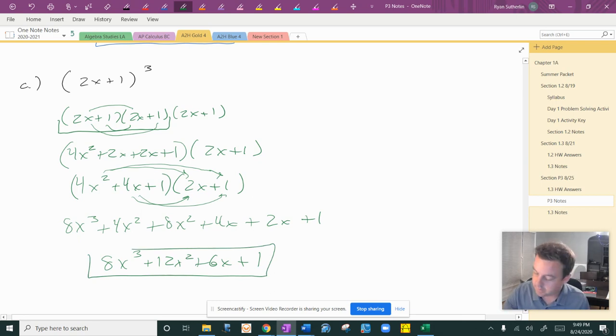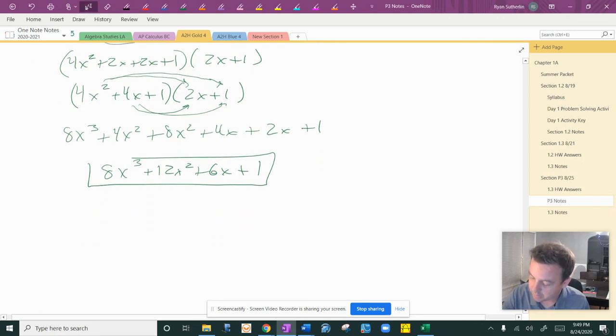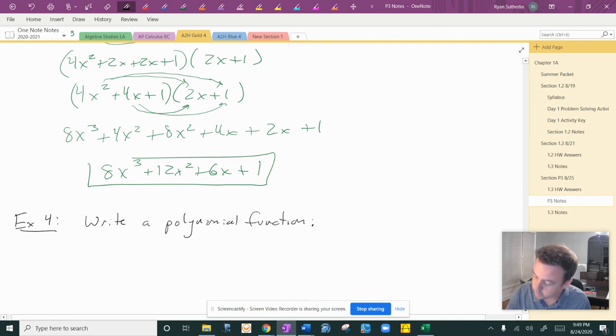Now, here is the last problem I want you to try. So I believe this is example 4. I'm going to give you some characteristics of a polynomial, and I want you to see if you can come up with the function that I'm thinking of. So here are your directions. Write a polynomial function such that these things are true.